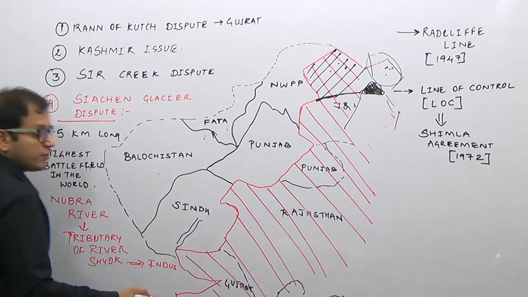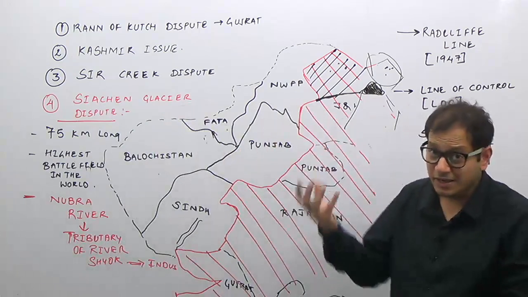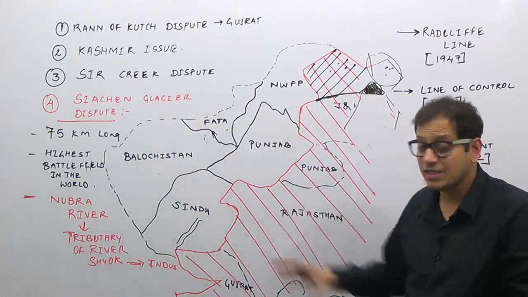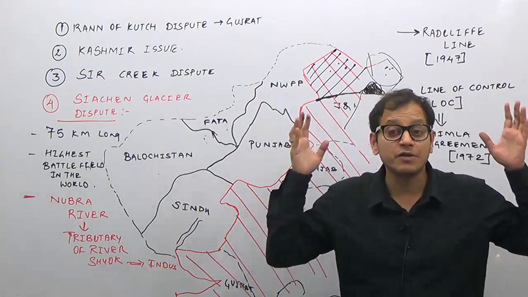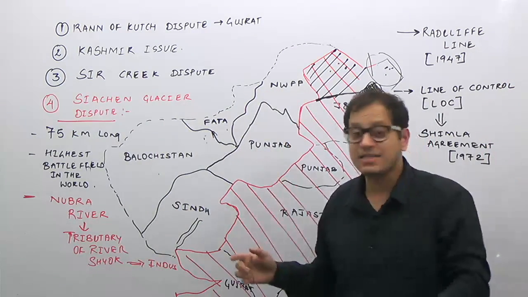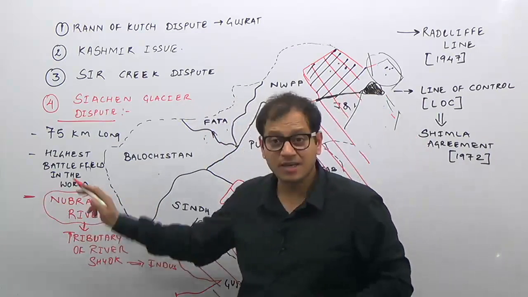So the river which emerges from the Siachen glacier is river Nubra. Siachen glacier is located in the valley of which river? The answer is the Nubra valley. It is in the current affairs, so it can come here.